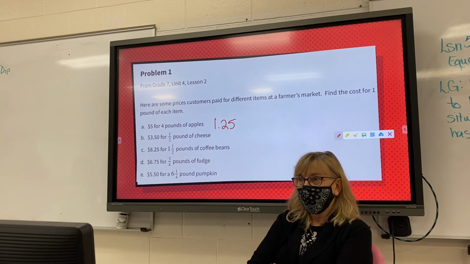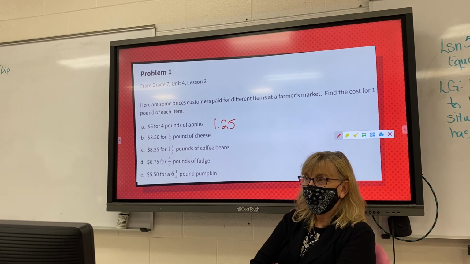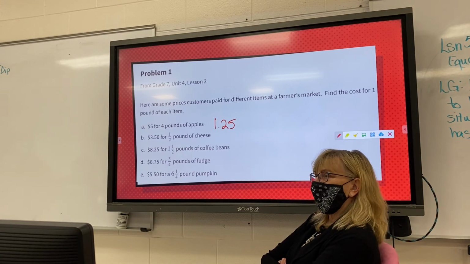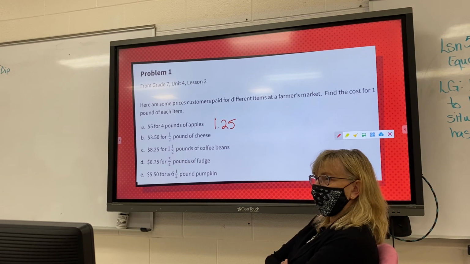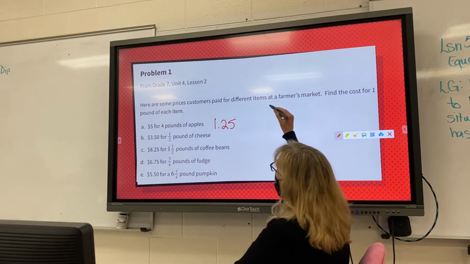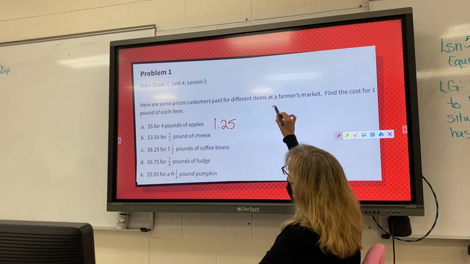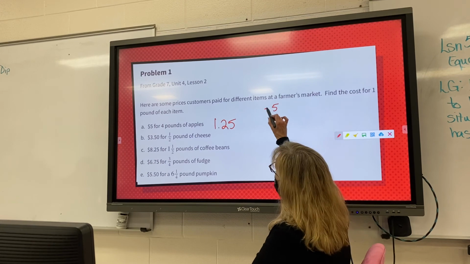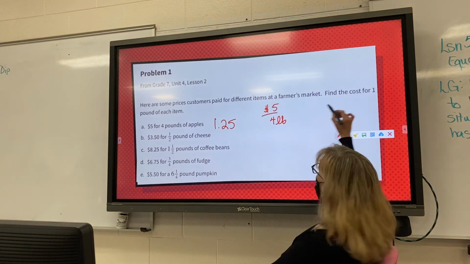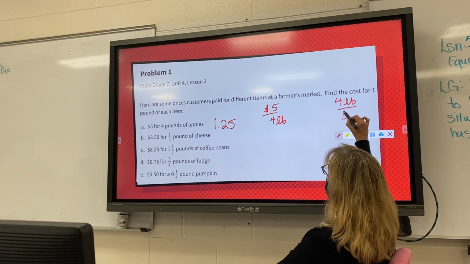Rachel, I saw your hand go up. Isn't 4 supposed to be divided by 5 now? So what do we want to go to 1? We want the pound to go to 1. Okay, so it doesn't matter which way I write. If I write it $5 because that came first over 4 pounds because that came second, or if I write it 4 pounds over $5.